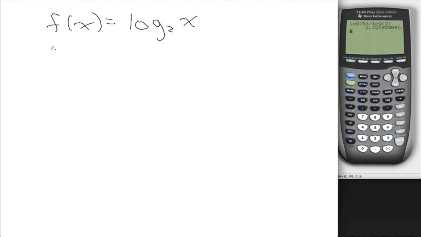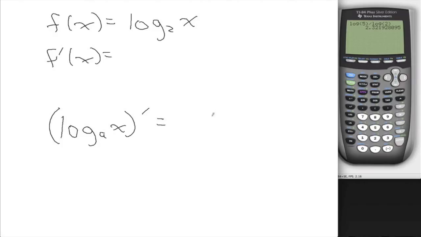Now let's say we were trying to find f prime of x. We have to memorize another derivative formula for that. You might not have memorized that yet. See if you can find it on your cheat sheet. Okay, cool. 1 over the natural log of a times x. 1 over the natural log of a times x.